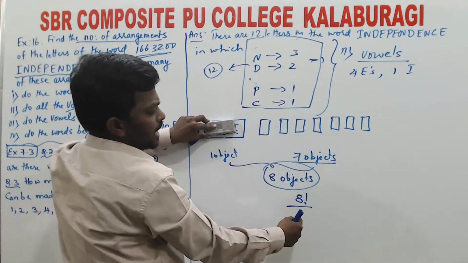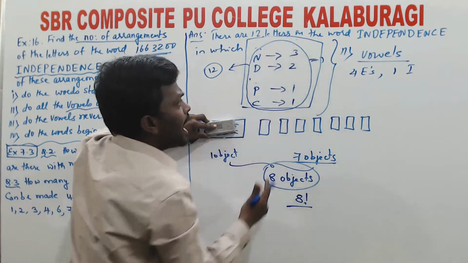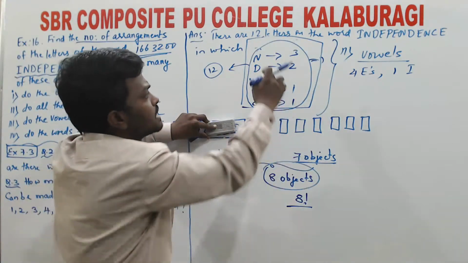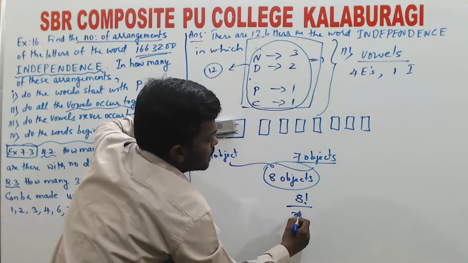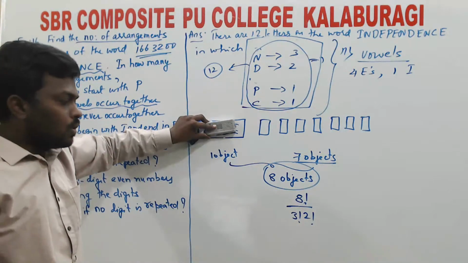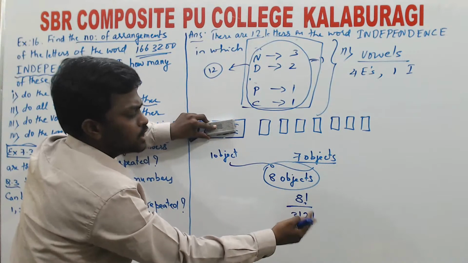So in these 8 factorial, among the remaining letters, are there any letters of one kind which are appearing more than once? N and D. So this is nothing but 3 factorial into 2 factorial. Right, students? Okay, and along with this, still the event is not complete.